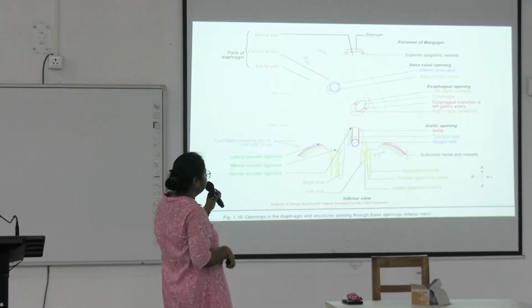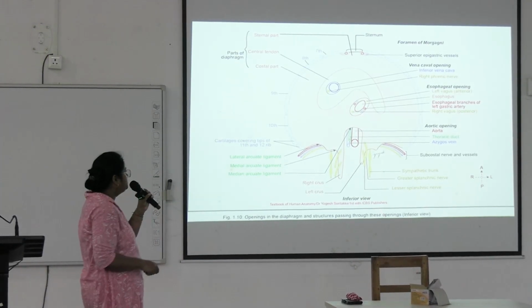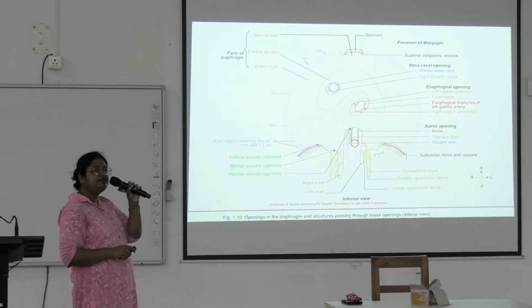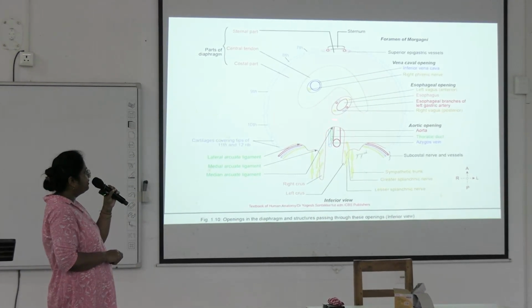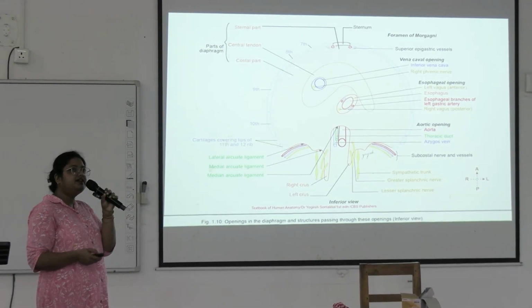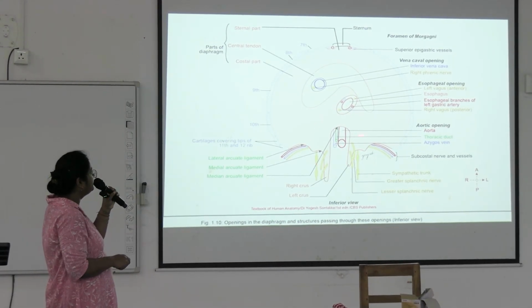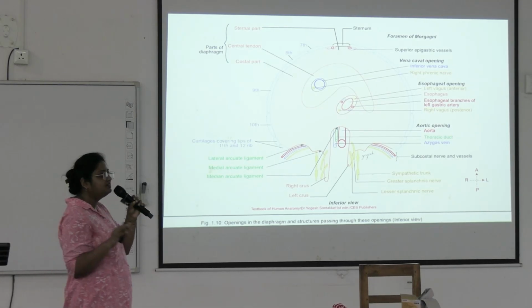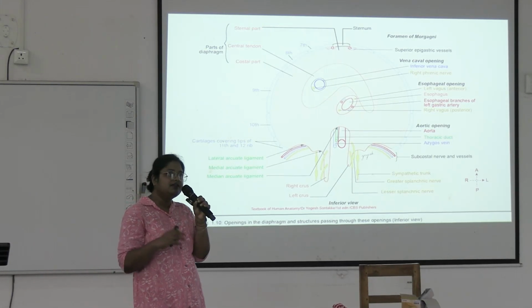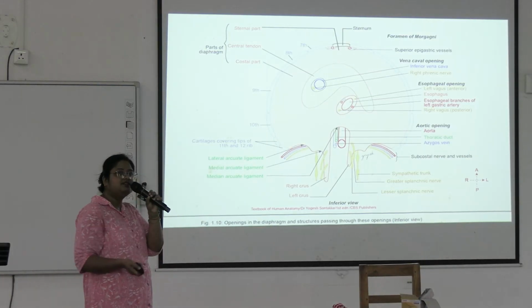Next we are going to the different openings of the diaphragm. Okay. This is the aortic opening, an osteoaponeurotic opening, posterior to the median arcuate ligament. There are major openings and minor openings. The majors are three large openings. Okay. So first we will discuss the major and minor.